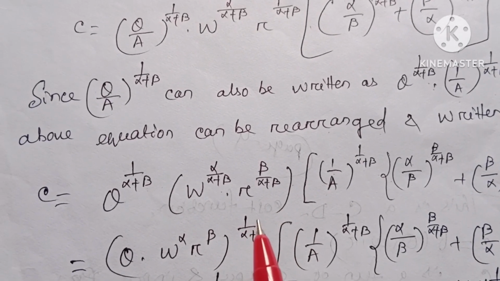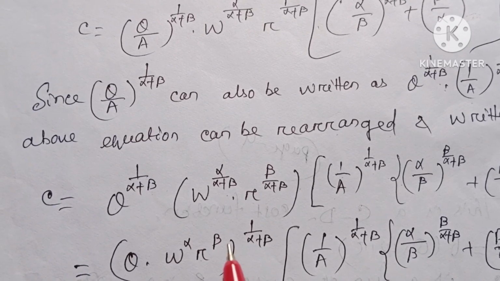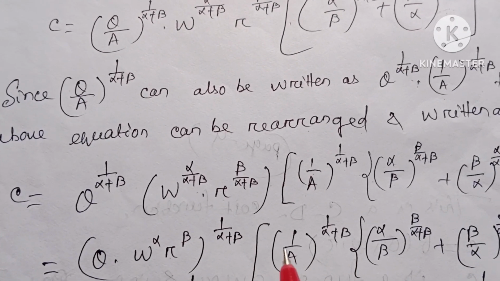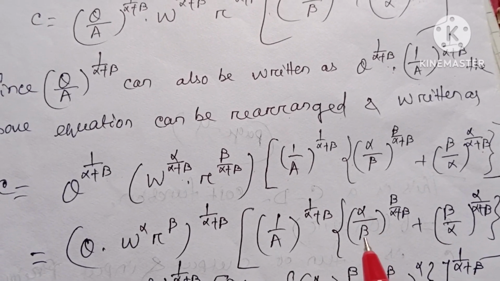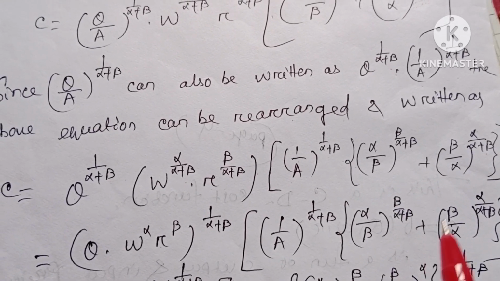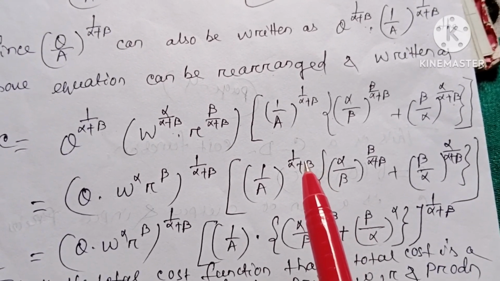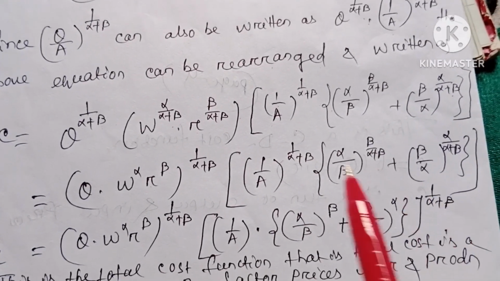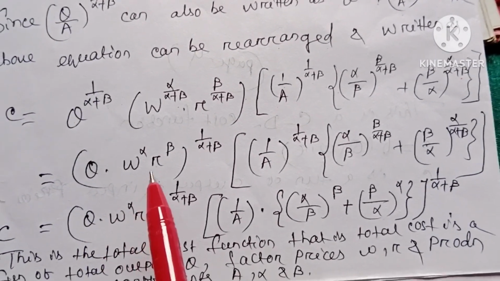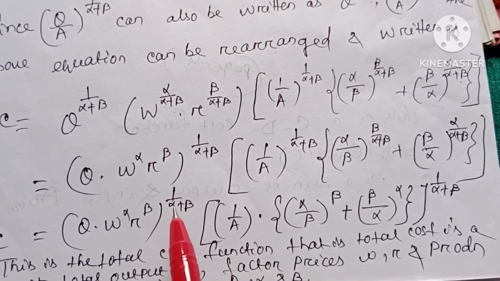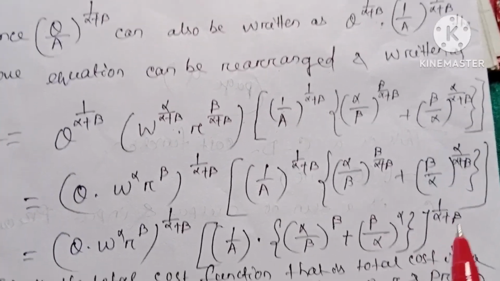So taking 1 by α+β exponent as common, we can write (q into w to the power α r to the power β) whole raised to 1 by α+β, into (1/a) to the power 1 by α+β, multiplied by (α/β) to the power β by α+β plus (β/α) whole raised to α by α+β. Here again the exponent 1 by α+β is common, so taking it as the whole power, we can write this as (q into w to the power α r to the power β) whole raised to 1 by α+β, again the same term, and whole raised to 1 by α+β.